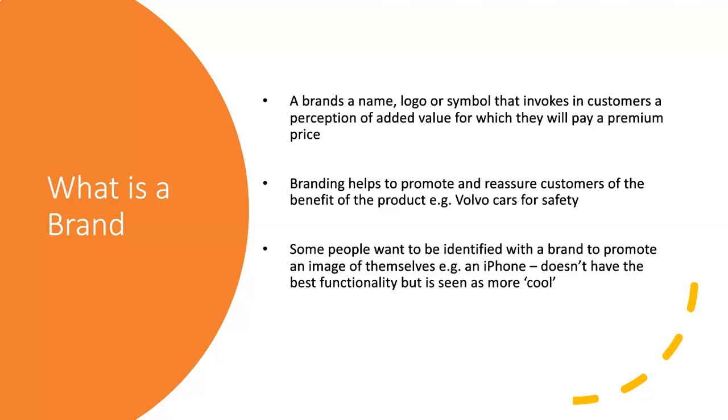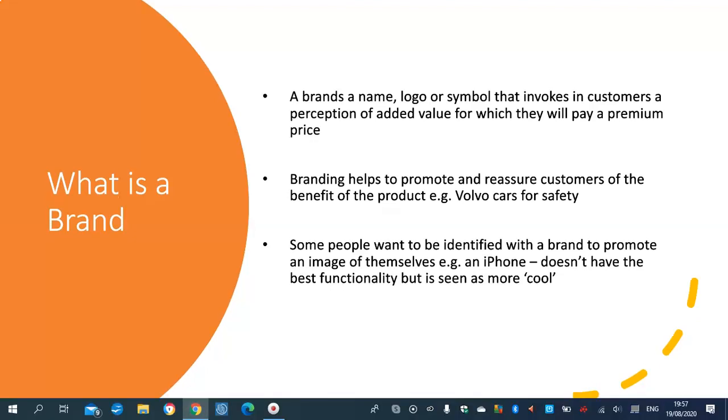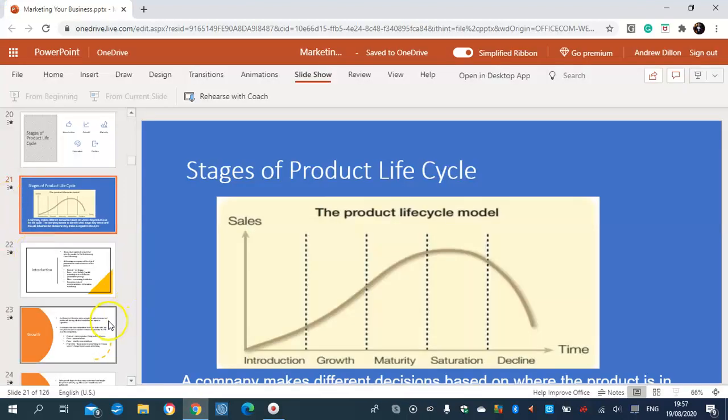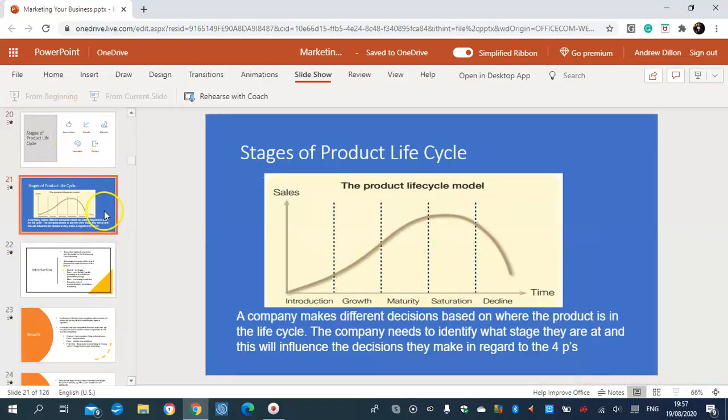For example, Volvo cars for safety. Some people want to be identified with a brand to promote an image of themselves. Like for example, an iPhone doesn't have the best functionality, but is seen as more cool. Okay, so I'll stop there and then present the next slide in the next video.